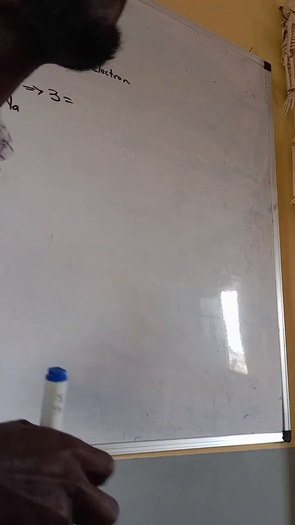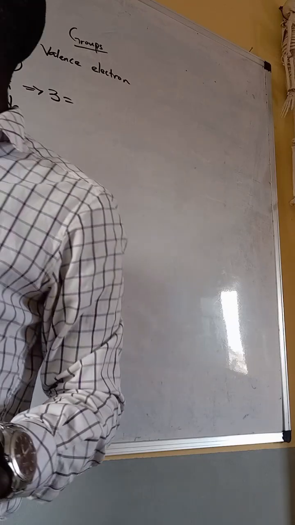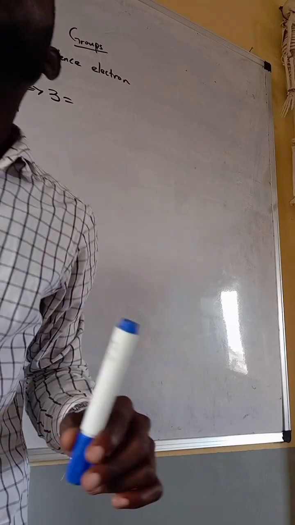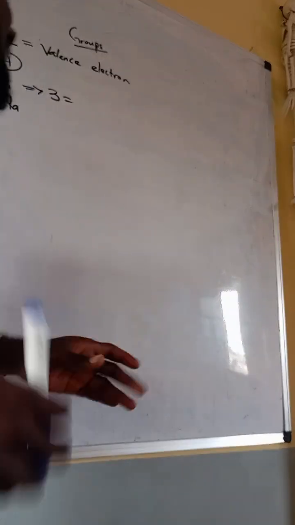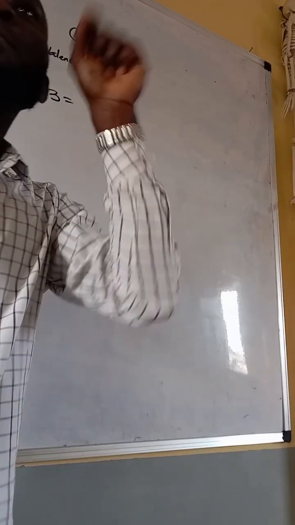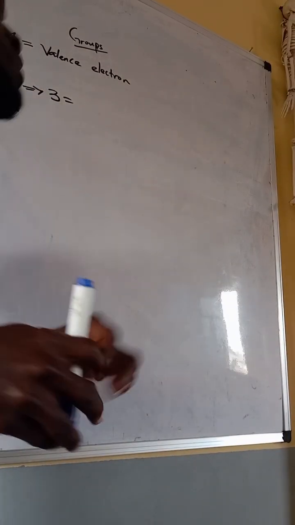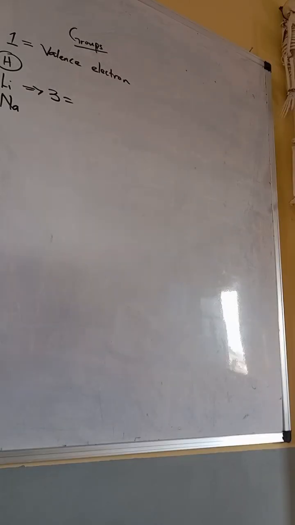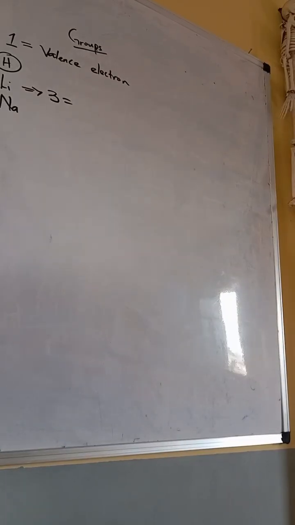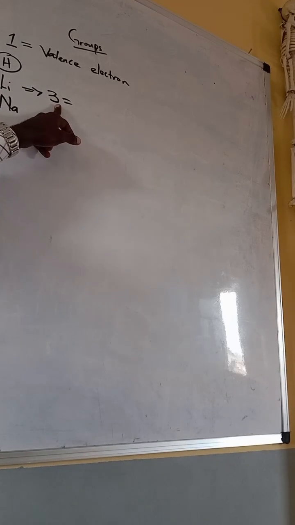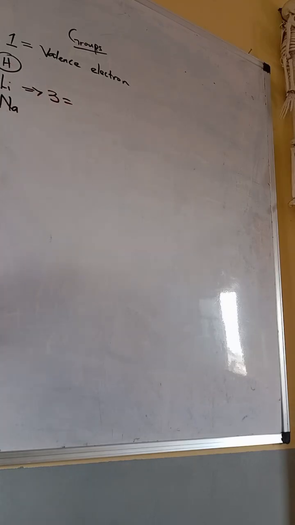It's what we call the atomic number. It's also called the proton number. So that 3 is the atomic number of lithium, and it's also the proton number of lithium. Do you also know that because lithium does not carry any charge, that means that 3 is also the electron number of lithium?